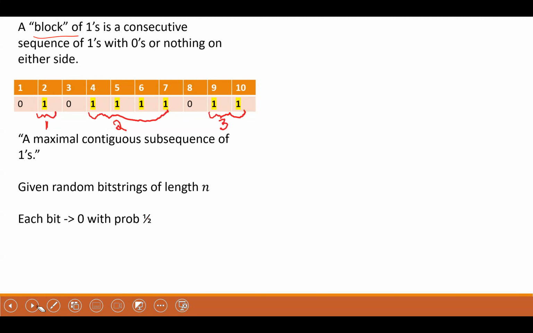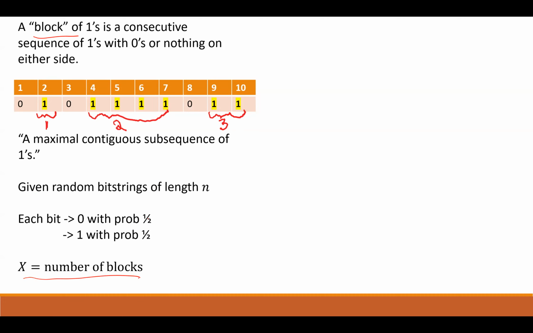Given random bit strings of length n, so these are uniformly random bit strings, which implies a couple things. One of them is that each bit is a 0 with probability 1/2 and a 1 with probability 1/2. It also implies that every unique bit string comes up with the same probability. So given this definition of random bit string, I want to know the number of blocks, or more specifically, on average how many blocks I could expect. In this example, my random variable x has a value 3 because there are 1, 2, 3 blocks of ones. So the problem now is, what is my expected number of blocks?